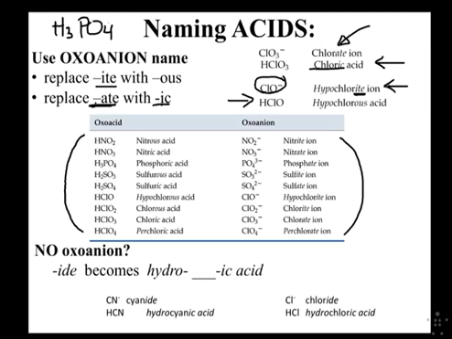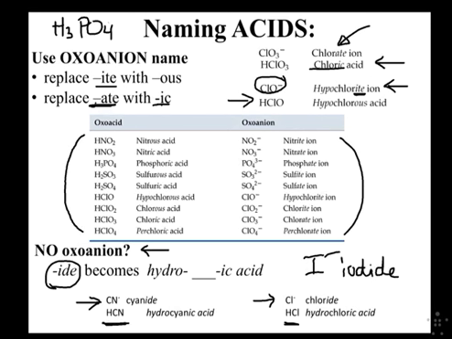And like I said, not everything has an oxoanion in it, so sometimes we have things that don't contain oxygen. And so in that case, we always are just ending our ion name in IDE, so CN- is cyanide, Cl- is chloride, I- is iodide, right? And so if we add a hydrogen to that, we just put hydro at the front, so cyanide becomes hydrocyan, and then we add IC, acid at the end, so hydrocyanic acid, and Cl- becomes hydrochloric acid.